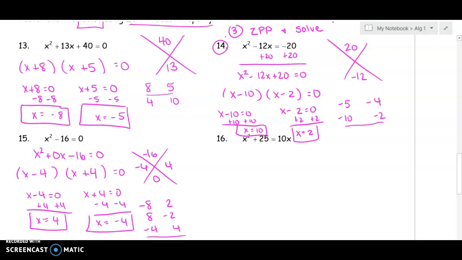So for number 16, I'd like you to try this problem. All right, follow the steps. First thing is make sure it's equal to 0. Notice it's not. Then factor it, and then solve. So go ahead and pause the video and give it a go.